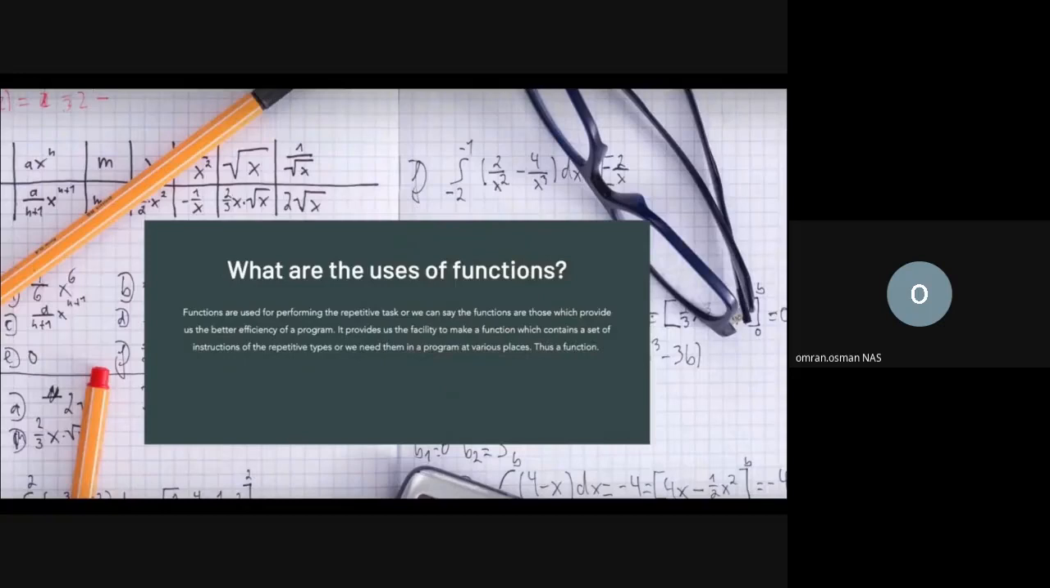What are the uses of functions? Functions are used for performing repetitive tasks, or we can say functions are those which provide us better efficiency of a program. They provide us the facility to make a function which contains a set of instructions of the repetitive type, or we need them in a program at various places, thus a function.